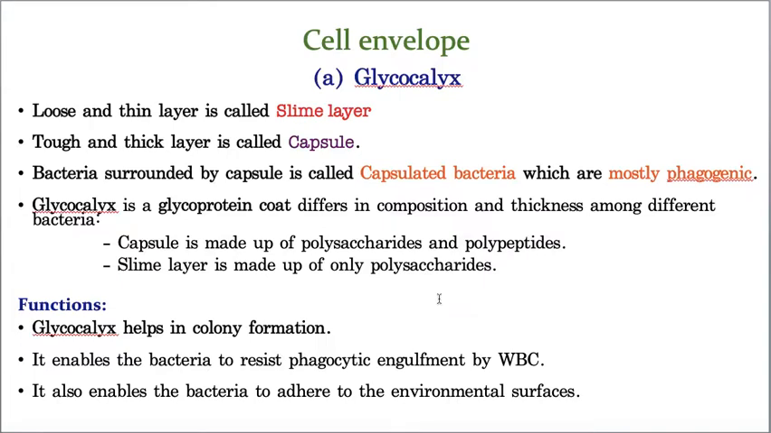What are the functions of glycocalyx? We will understand. Glycocalyx helps in the formation of colony. That means bacteria become a group. Many bacteria become a group, and this group of bacteria is called a colony, and this colony formation is greatly supported by the glycocalyx only. And with the help of glycocalyx, the bacteria get the ability to resist the phagocytic engulfing by the WBC.